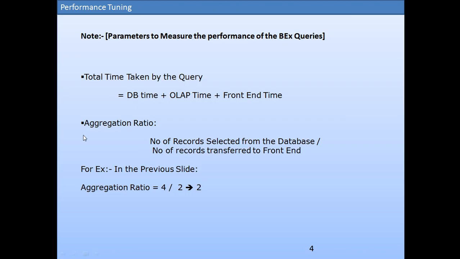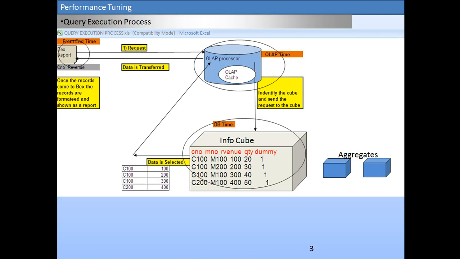So you know about DB time, OLAP time, and front end time now. All these 3 add up to the total time taken by the query. And one more parameter you should know is the aggregation ratio, because based on this factor we decide whether to do certain query performance activities or not. Aggregation ratio is the number of records selected from the database divided by the number of records sent to the front end. In the previous example, how many records did I read from the database? 4. And how many records am I sending to the front end? 2. So the aggregation ratio is 4 by 2, which is 2.